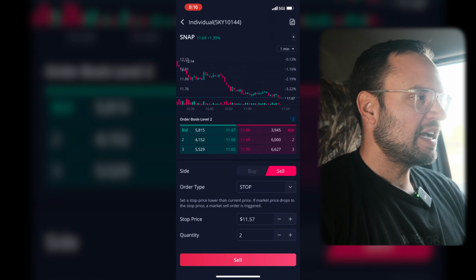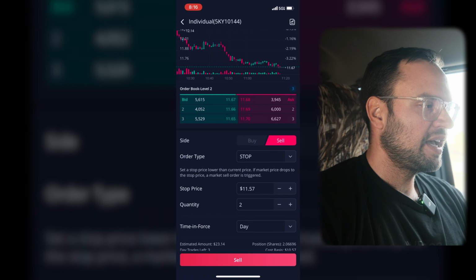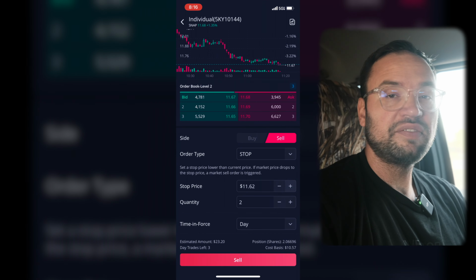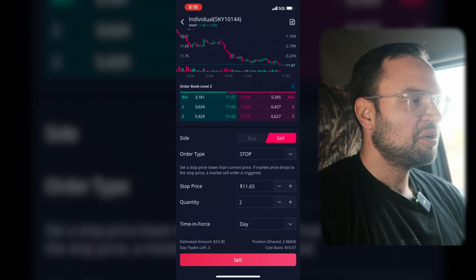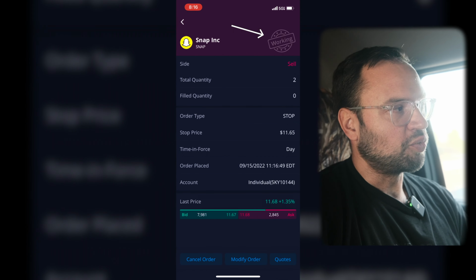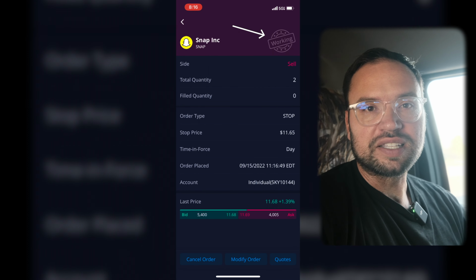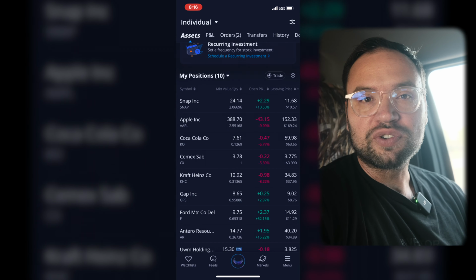Right now, the price is $11.68 for Snap. So I'll go ahead and pick $11.65. Why not? I don't really care. We're just doing this as an example, and I only have 2 shares worth. So now we can see that our order is working. It's sitting there and waiting for us. So if that price drops low enough, bam, it's going to stop the bleeding for us, and it's going to make that trade happen. Very cool.